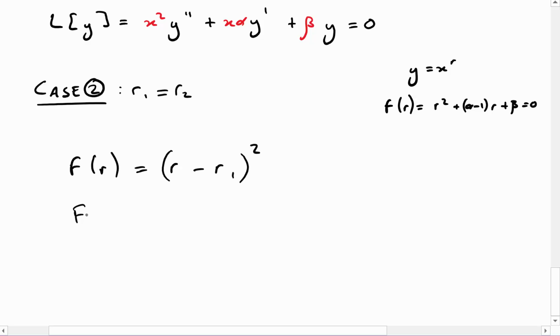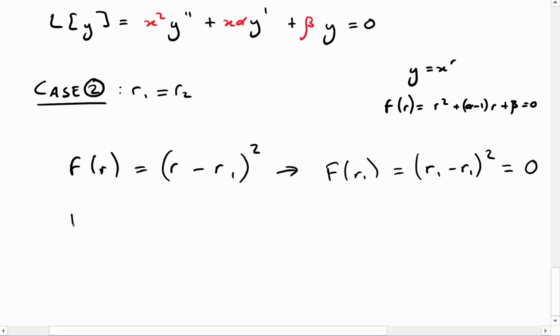Well, look what happens if I put in r1. Let's see what happens if I put r1 into this. If I put r1 into this, then I end up with r1 minus r1 all squared, which is obviously going to be 0 all squared, so it's just going to be 0.